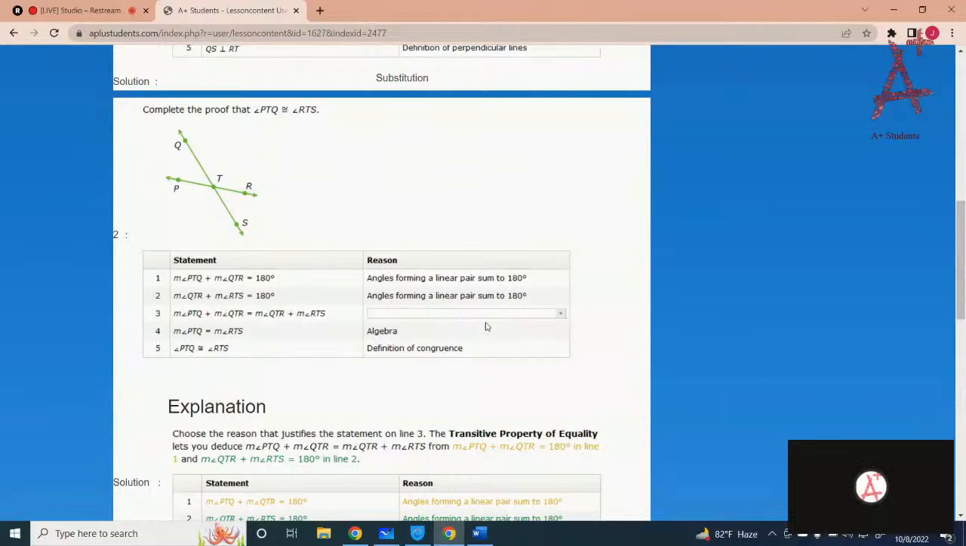Measurement of PTQ plus measurement of QTR is 180 degrees. Angles forming a linear pair sum to 180. The angles that are on the same line, the sum is 180 degrees. Got it? Okay, the second one is measurement of angle QTR plus measurement of angle RTS equals 180. Let me write them down on the board, then I'll explain in just one minute.